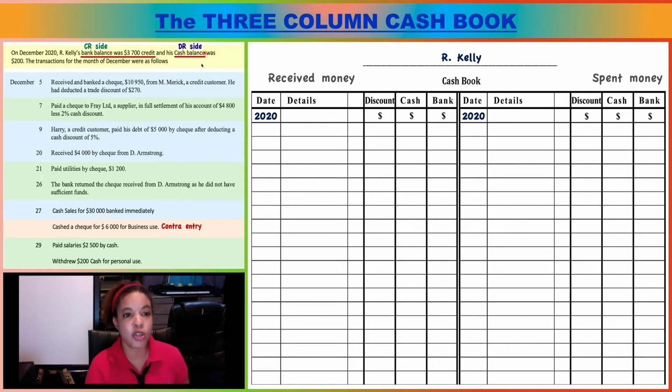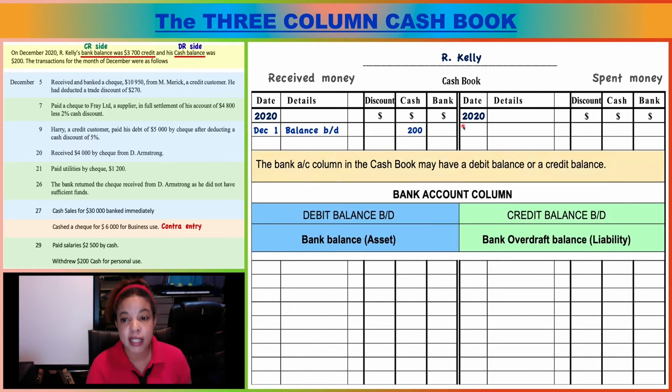Okay, so we have the year 2020. Now we can go into doing, and we start with our balance. So December 1st, the beginning of the month, balance brought down, cash balance always on the debit side, so therefore $200. And then your bank balance is an overdraft. It was stated as on the credit side, so you go over to the credit side. December 1st, balance brought down $3,700 as a liability.